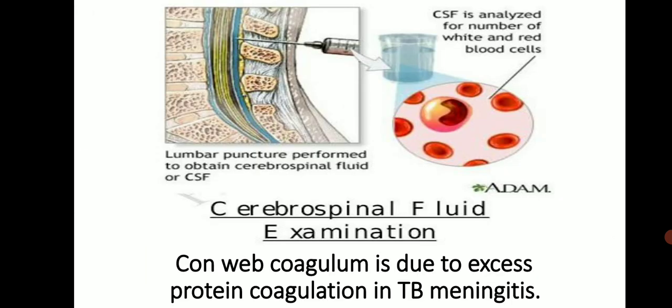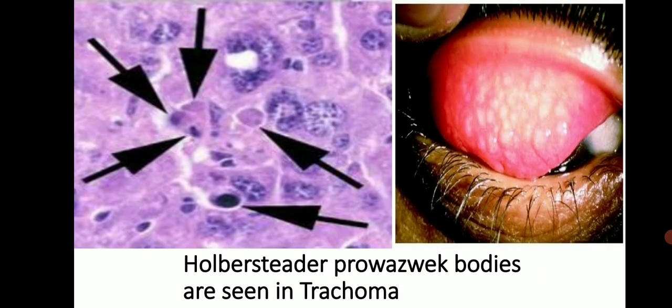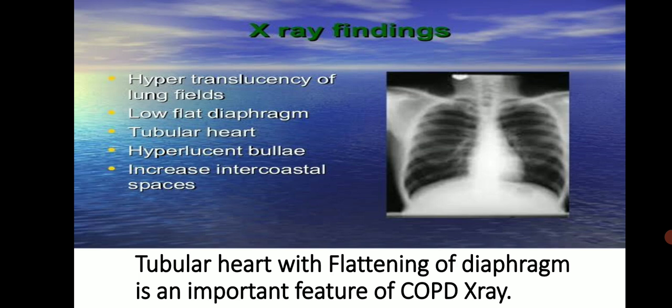Cobweb coagulum is due to excess protein coagulation in TB meningitis. Enterotoxigenic Escherichia coli is responsible for traveler's diarrhea. Halberstaedter-Prowazek bodies are seen in trachoma. Tubular heart with flattening of diaphragm is an important feature of COPD X-ray.